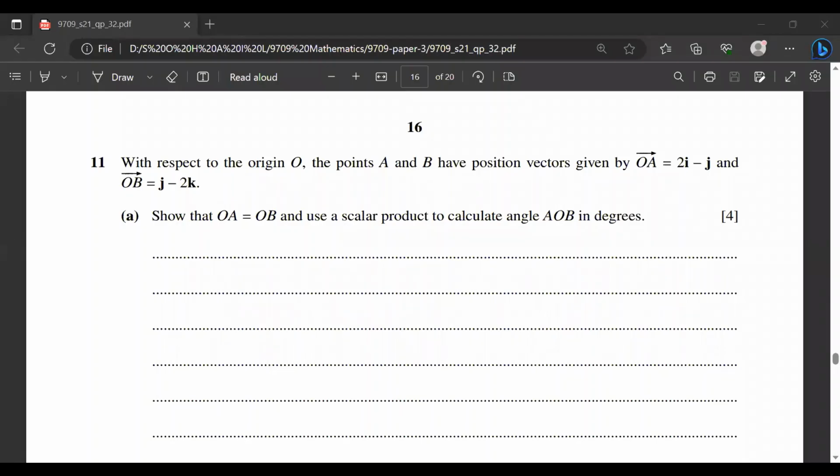Well, this is a question from May June 21, 9709, variant 32, question number 11. With respect to the origin O, the points A and B have the position vectors given by OA equals 2i minus j and OB equals j minus 2k. Show that OA equals OB, meaning the length OA is equal to the length OB, and use the scalar product to calculate the angle AOB.